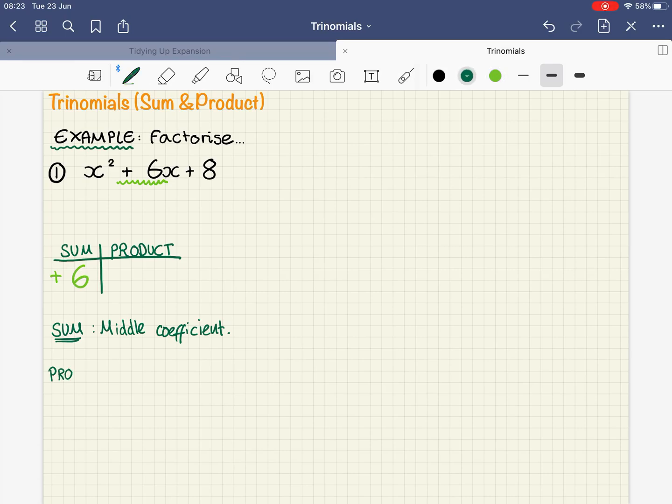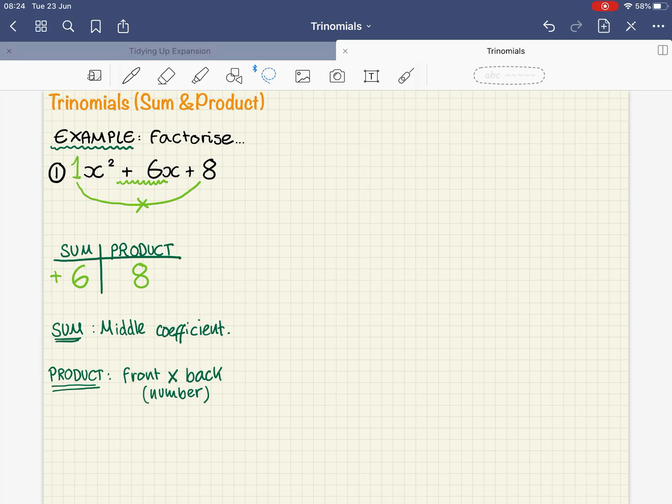My product is the front multiplied with the back. So it's the front number, I'll put in brackets there, the front number multiplied with the back number. Because that x squared is on its own, that means it's a 1x squared. So I'm doing 1 times 8 to give me 8. So that's the first thing I need to do for this question.